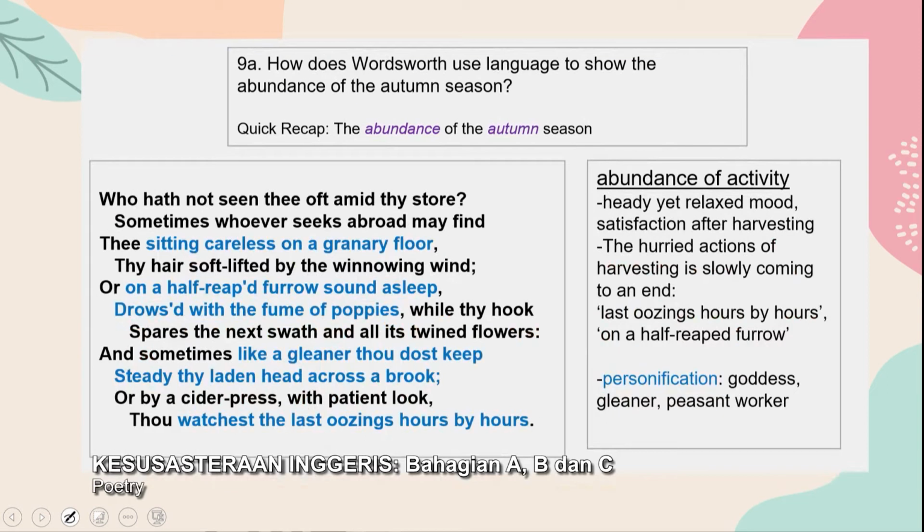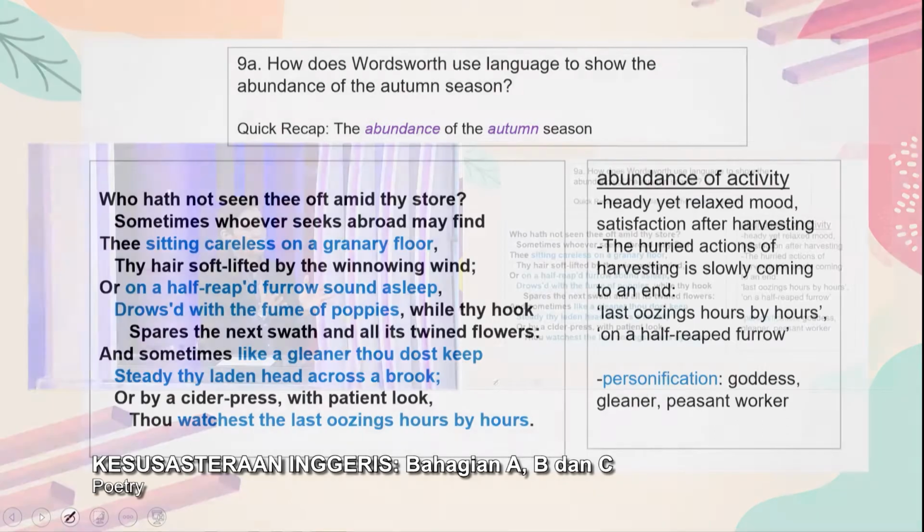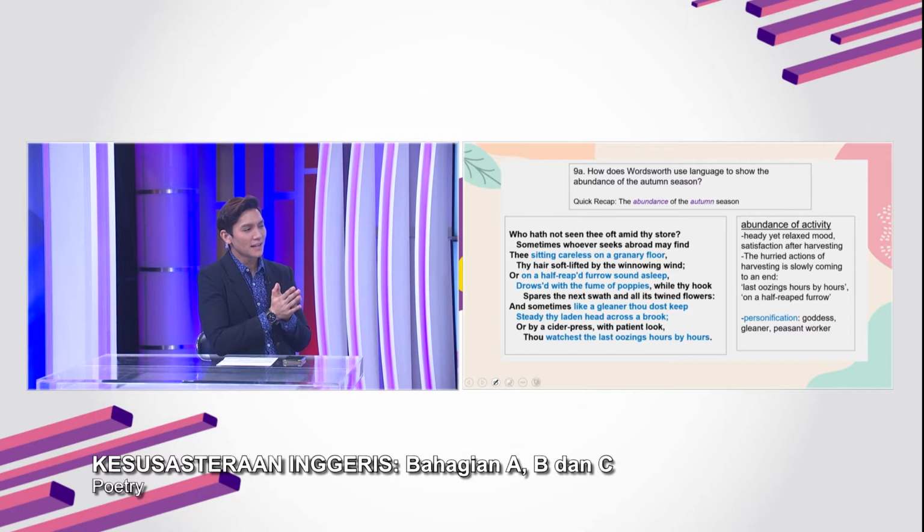He's then going to go on to the second stanza. He's then going to talk about the abundance of the autumn season where activities are concerned. Test you again. What words do you think are appropriate as textual evidence? Since it's mentioning activity, could it be the last line, when thou watchest the last oozings hours by hours? All right, because great, I'm seeing hours by hours there. Correct.